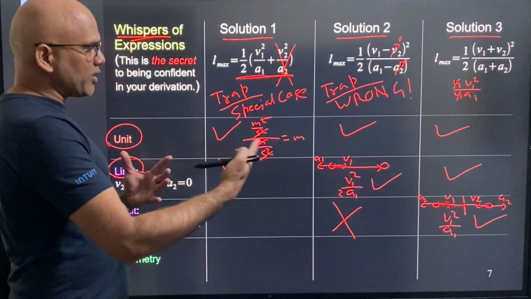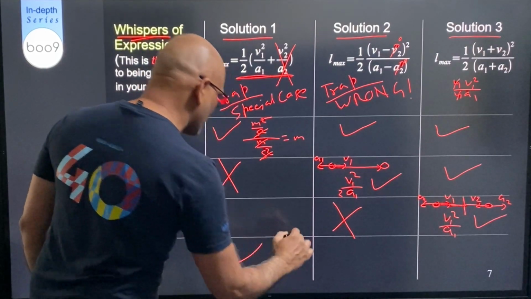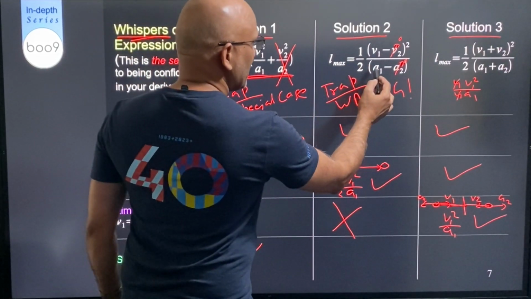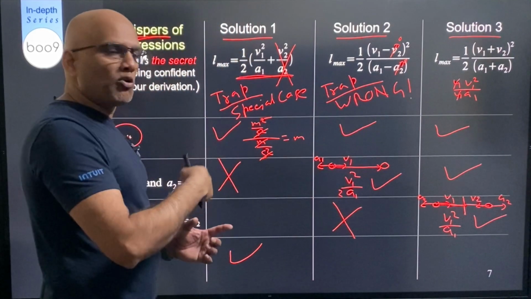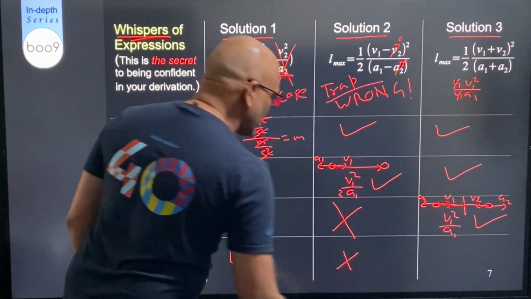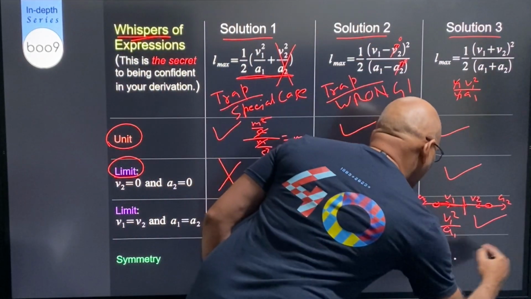So it should be symmetric with respect to 1 or 2. This expression is symmetric, so this checks for symmetry, but this doesn't. Like a1 minus a2 is not the same as a2 minus a1, right? So this again does not check for symmetry. Here, if I switch 1 and 2, it checks, right?